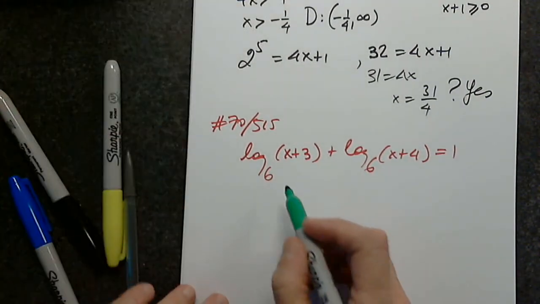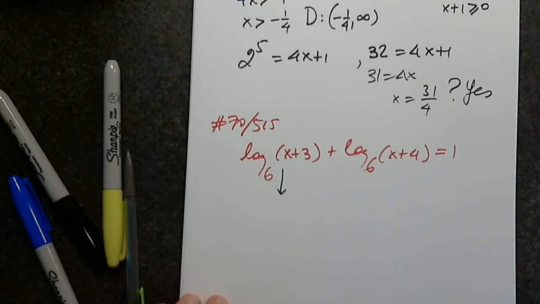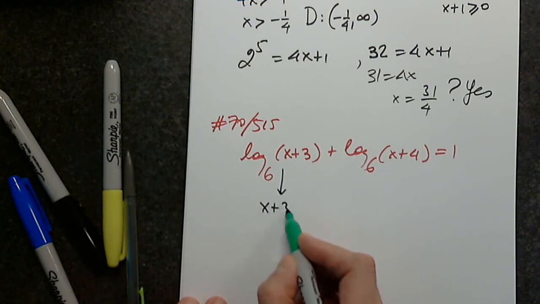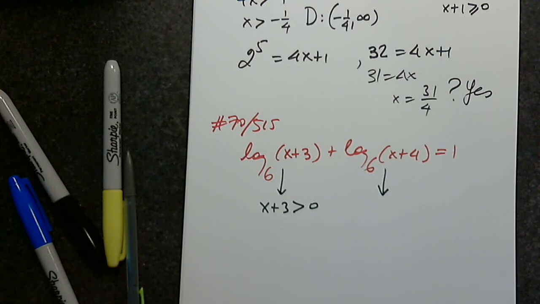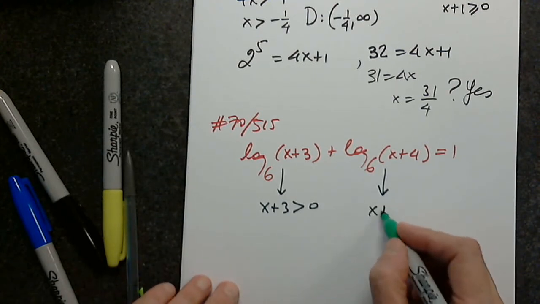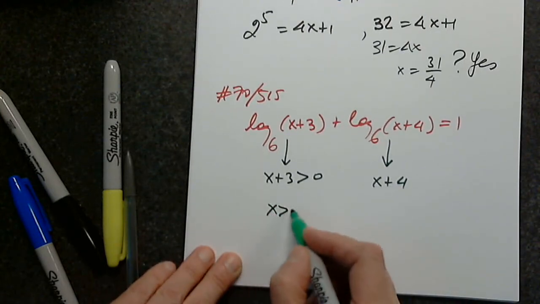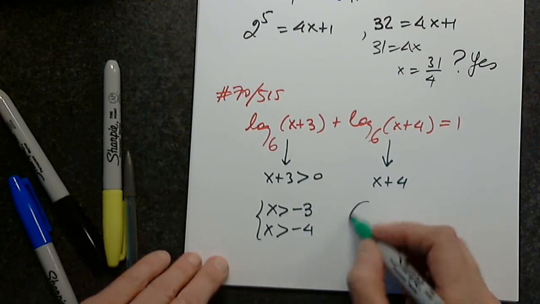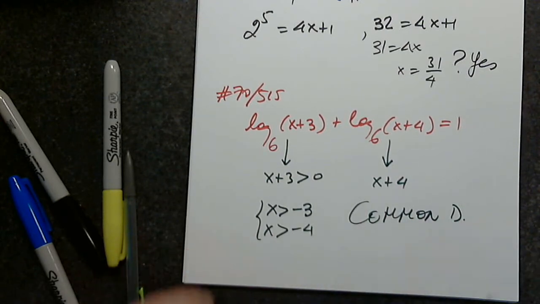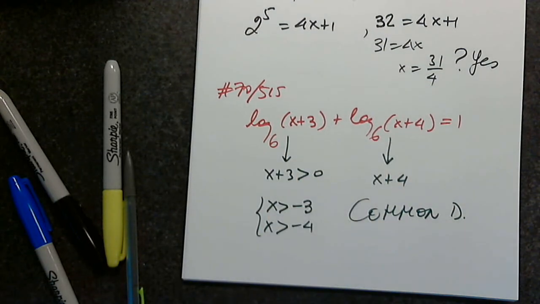What condition do I have to state for the first one, like we did with rational functions? Very good. X plus 3 must be greater than 0. What condition do I have to write for the second log to exist? Perfect. Awesome. So then this one says x greater than negative 3, and this one says greater than negative 4. Remember common domain from chapter 2? Common domain, meaning they have to overlap. If they don't, we will never be able to add them.